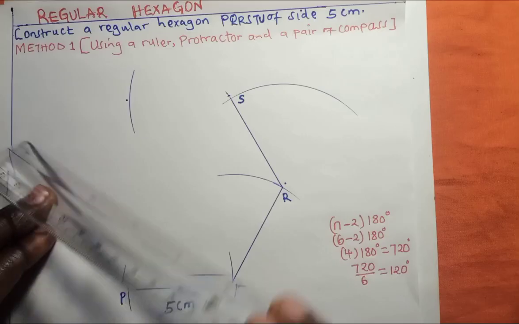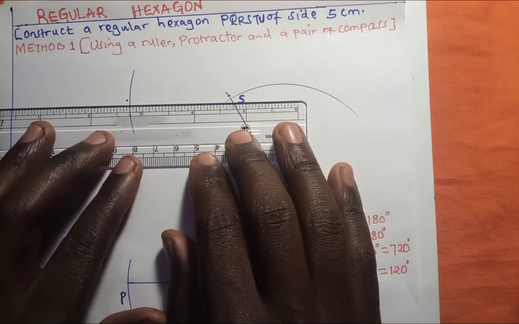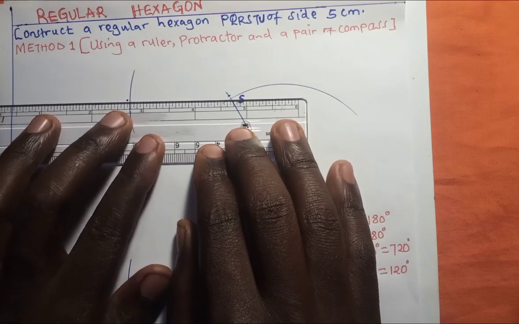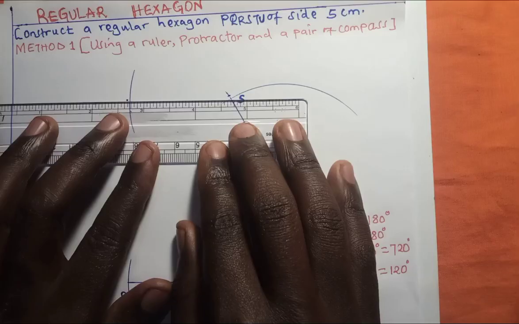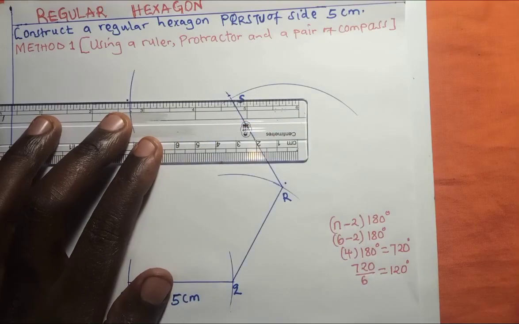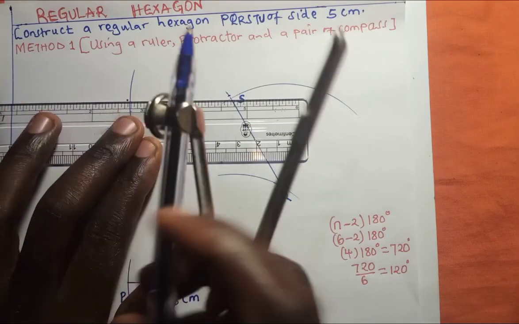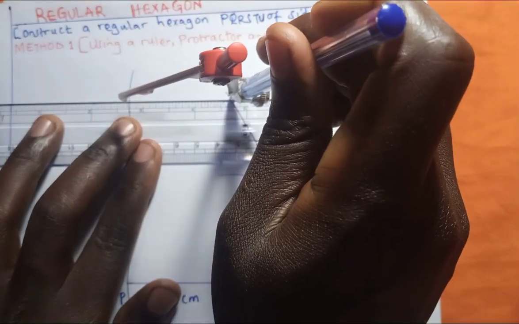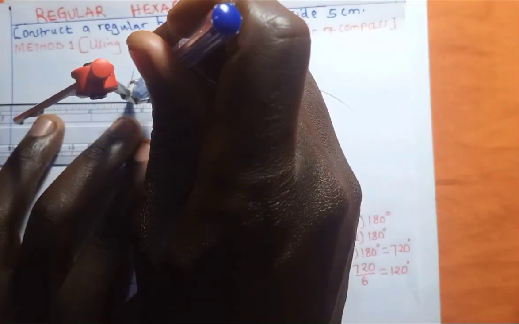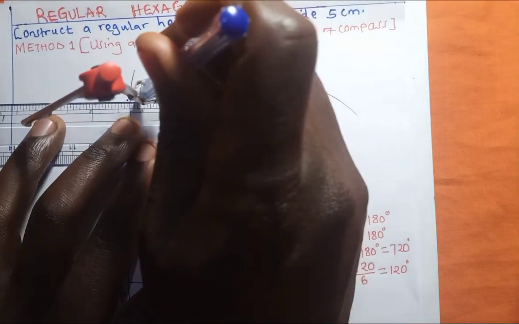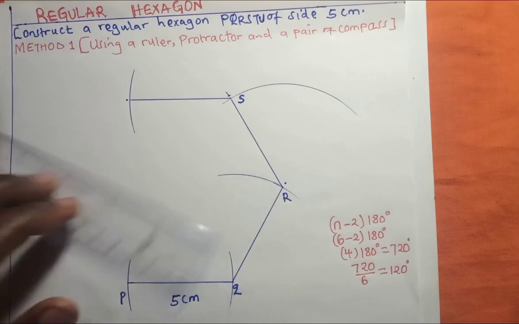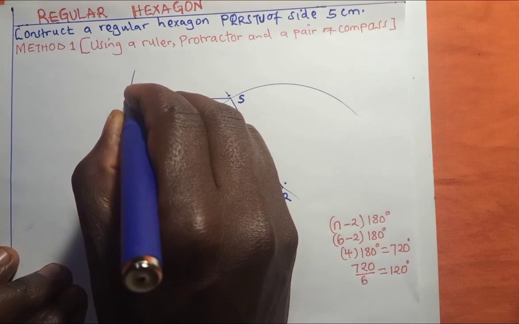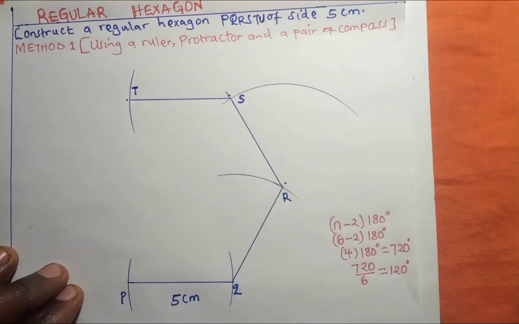And then use our ruler. We are going to use our ruler, and then draw a straight line. Make a very straight line. Just like that. And then call this point T. This is our point T.